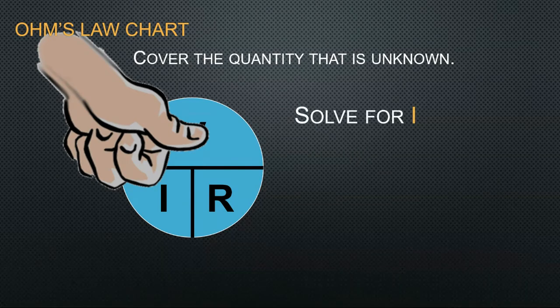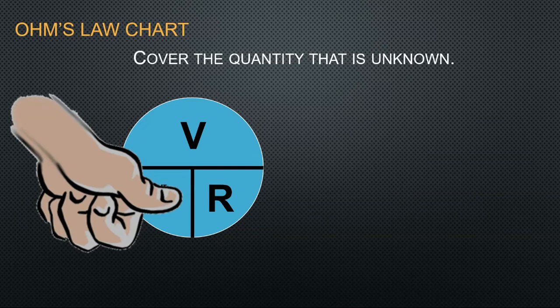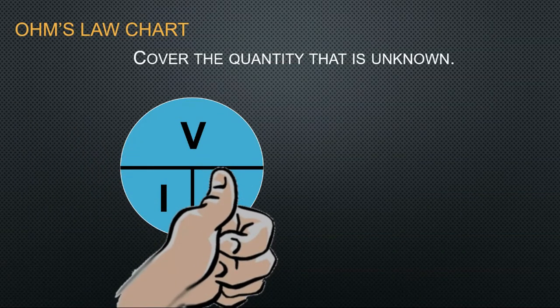If we want to solve for I, current, we can cover it up, and we see that if we divide the voltage by the resistance, we can find the current. If we want to solve for the resistance and we cover up the R, we find that if we divide the voltage by the current, it will give us resistance.